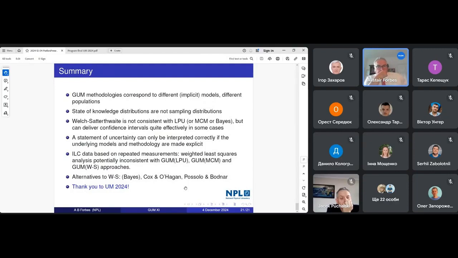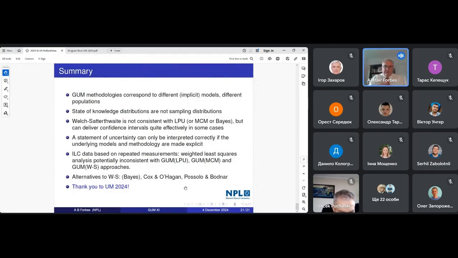So, in summary, one of the things that I think the metrology community is trying to address is the fact that these GUM methodologies correspond to different implicit models. We must make sure that we never confuse a state of knowledge distribution with a sampling distribution, and vice versa. Welch-Satterthwaite is not consistent with the LPU, it's not consistent with the Monte Carlo approach, and it's not consistent with Bayes, because it's doing something different. It's providing confidence intervals rather than credible intervals.